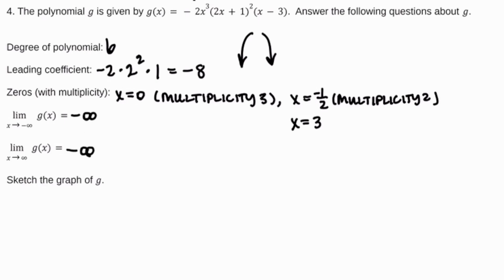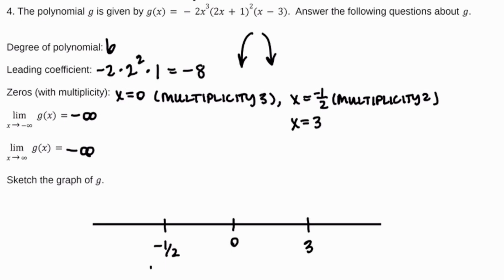And then sketch the graph of g. I'll start with an x-axis and label it with my zeros. I've got x equals 0, a negative 1 and a positive 1, so negative 1/2, and x equals 3. x equals negative 1/2 is the double root, the one that has a bounce. But I also have a triple root, x equals 0, so I'm going to label that one as a triple root so I can remember to make sure that the graph hesitates as it goes through that 0.